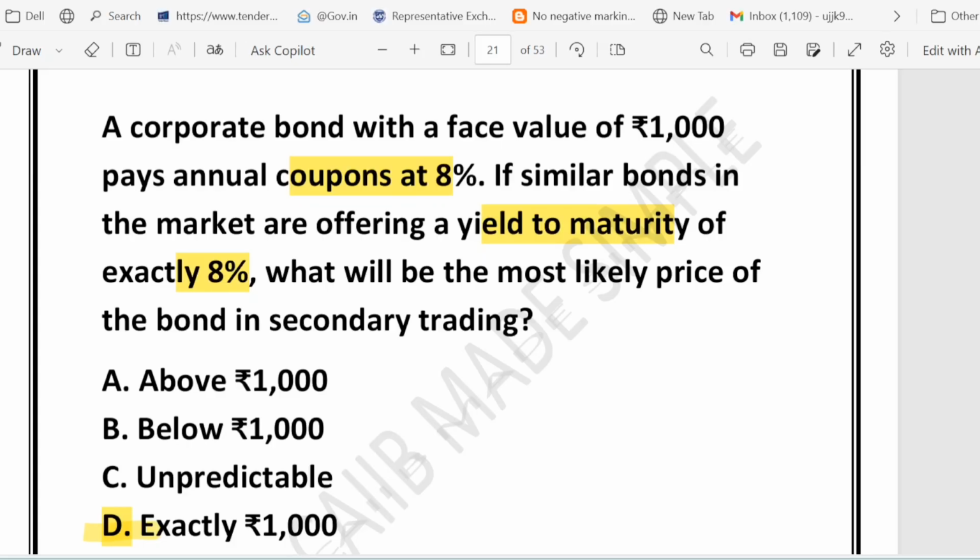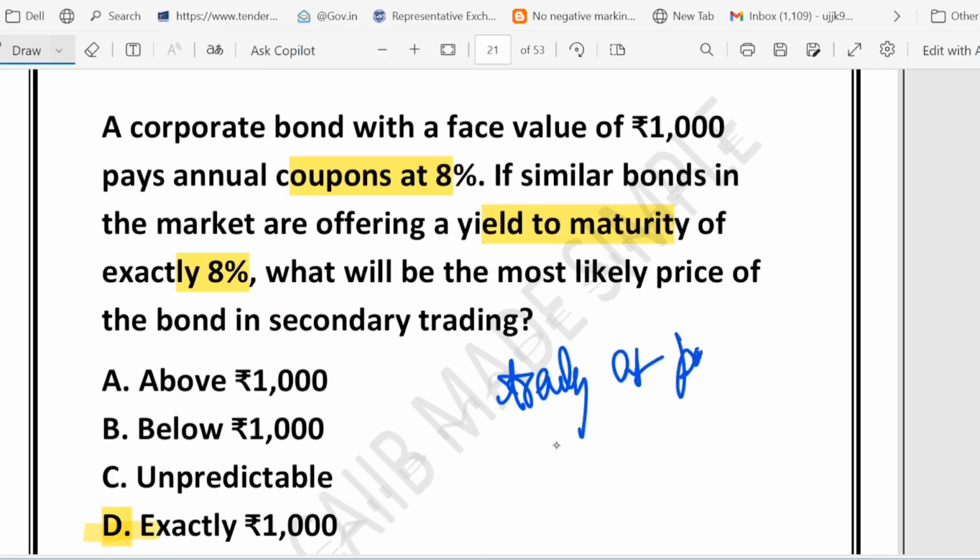That means investors are happy getting the same return from this bond as they can get from the market. Investors are quite happy because they are getting 8% return from this bond, as they can get from the market. So the bond price will trade at par. It's called trading at par or trading at the face value.